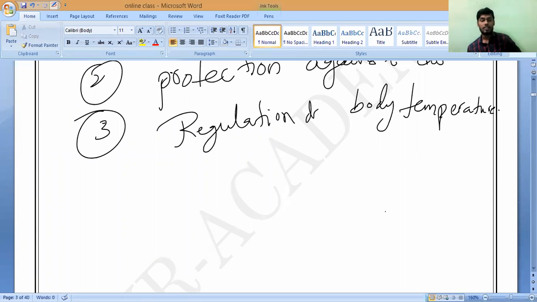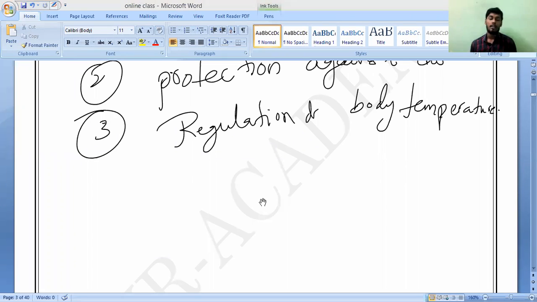Now let us discuss these main functions. These three functions we'll write elaborately, and you can keep a heading, the important functions of blood in our body. In our exam also you have to write like this only. So please all of you write it. First point. What is the first point?